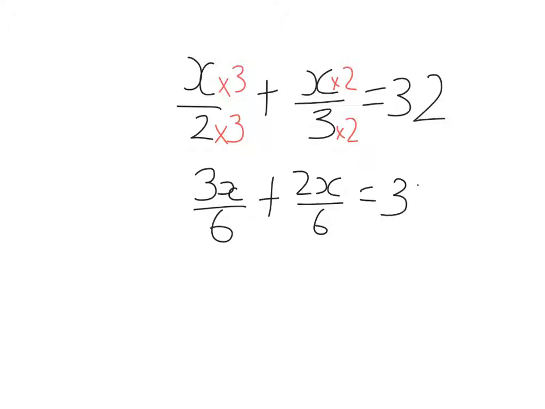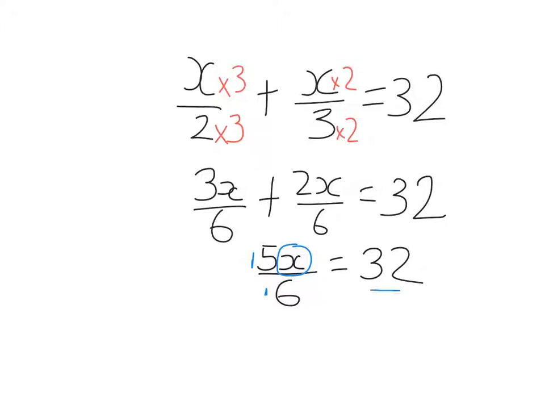x is still in one spot, but if I add together these fractions, remember I just add the tops and keep the bottom the same. Now they have the same denominator. Now x is in just one spot, and I can solve using the exact same principles I've been going through. So what I've done here is I've taken my unknown number, I've times it by 5, then divided by 6 to get 32.